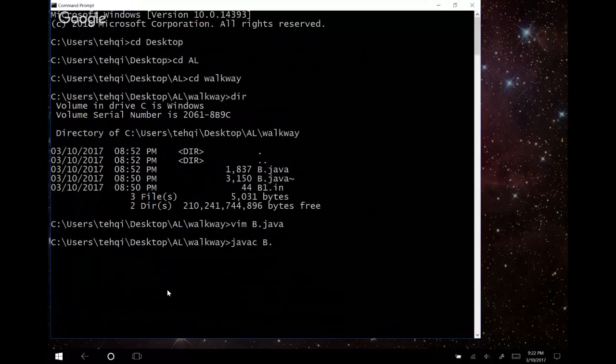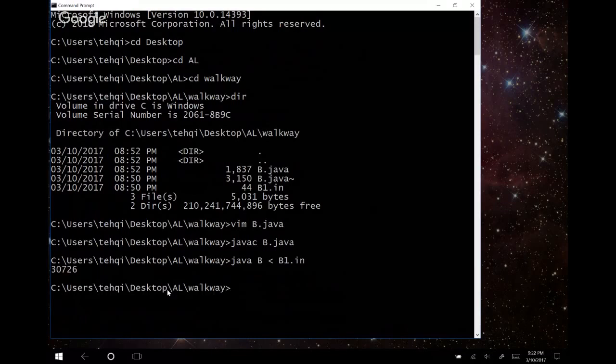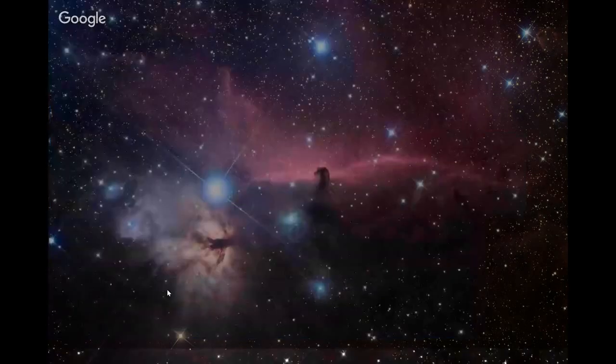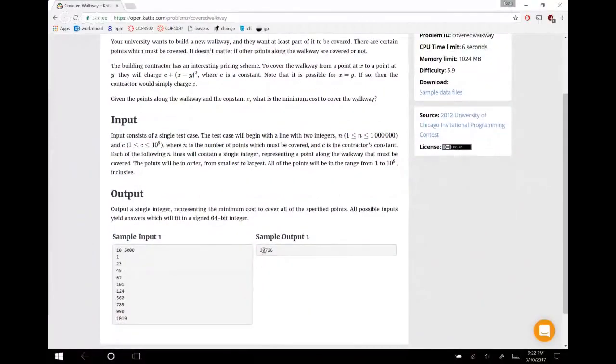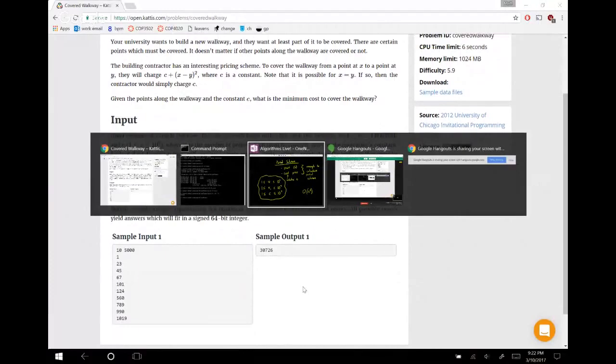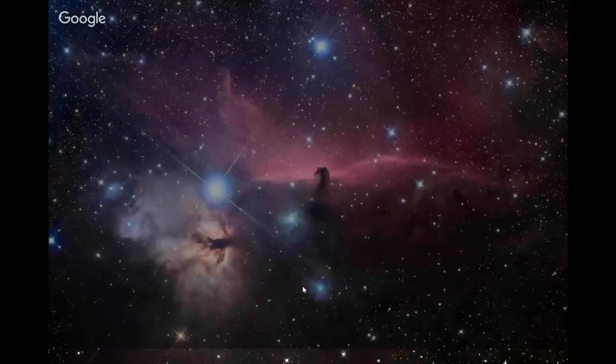But we can test this out, make sure it's at least working on samples. We'll test the bigger one. And this is the sample outputs. If you look at Kattis, here's the test case, that 3726 is the correct sample output.